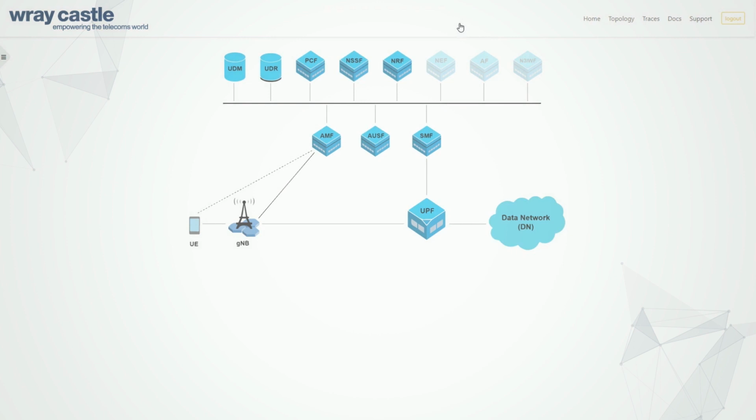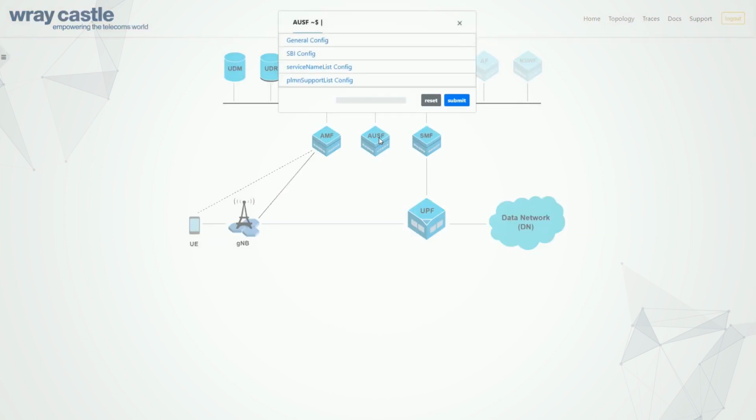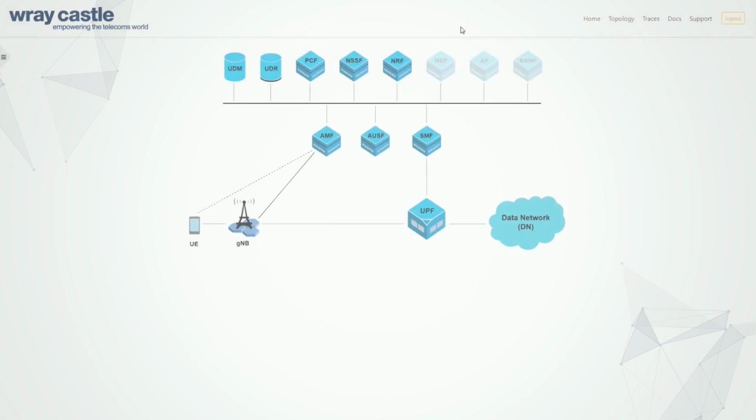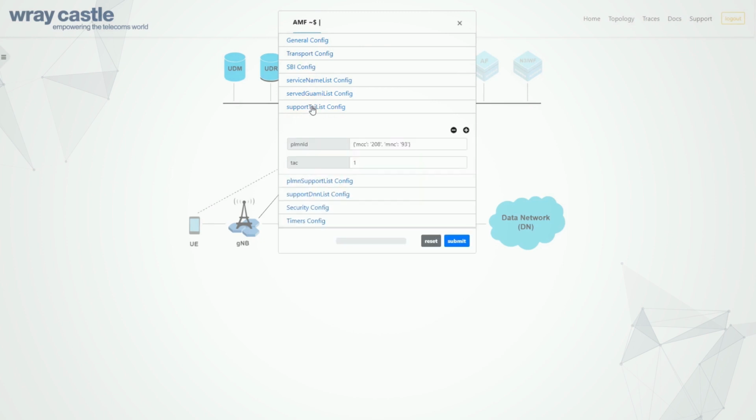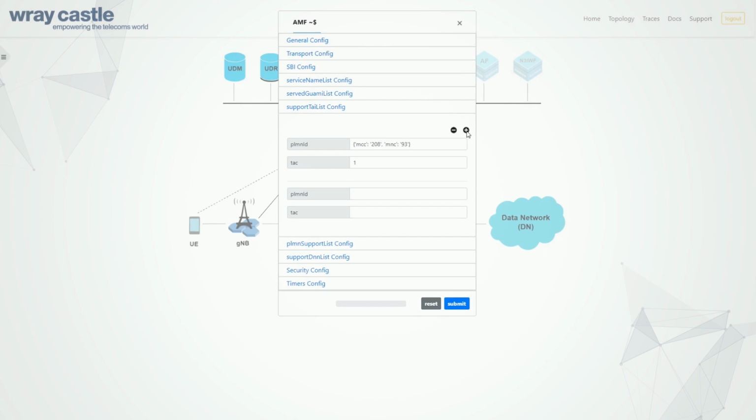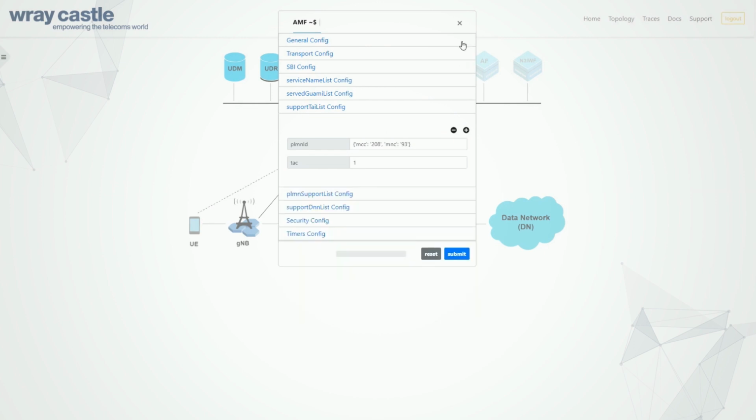The NFs are interconnected to form the core network infrastructure. You can easily identify the various NFs, such as the AMF, access and mobility management function, UPF, user plane function, SMF, session management function, and more. This visual layout allows you to understand the structure and relationships between the NFs.